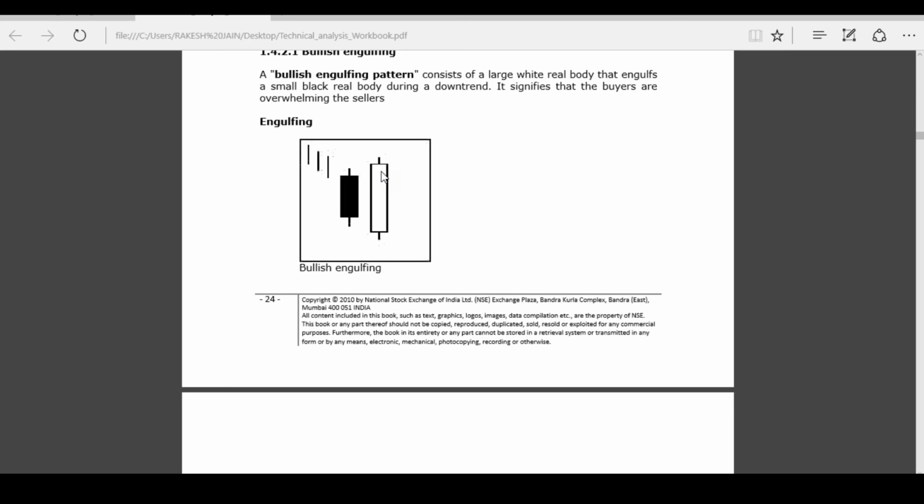And in this whole process, the real body of day one, that is the black day, is fully covered. The tails are not important, but the real body of day one, the black day, is covered by the white body of the second day. So it should be of opposite color. The first day was a black day. The second day is a white day. And this white day covers the whole of the real body of the black day. This is a very, very bullish sign. But mind you, do not take these into consideration when it's a range-bound market or a range-bound stock.